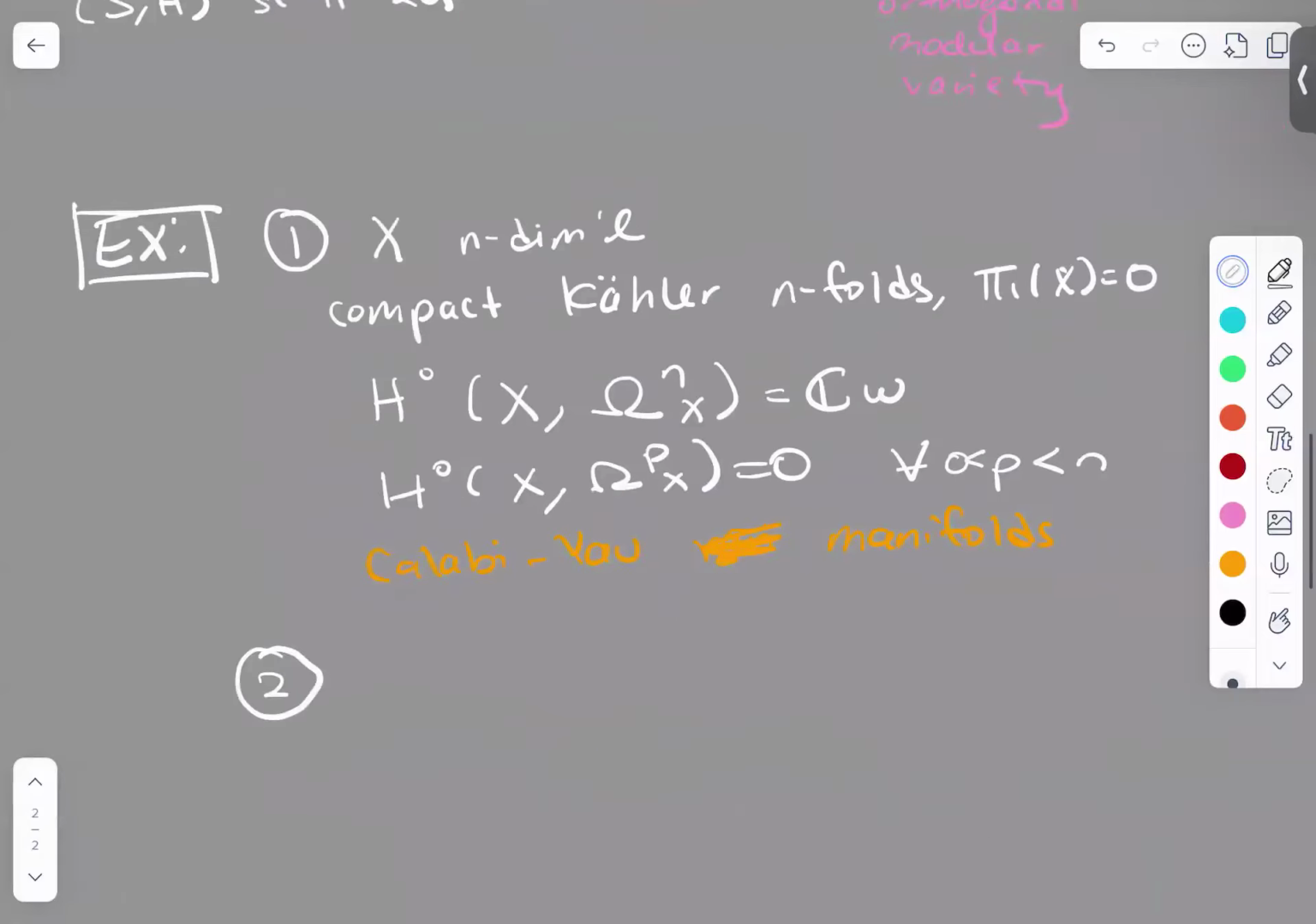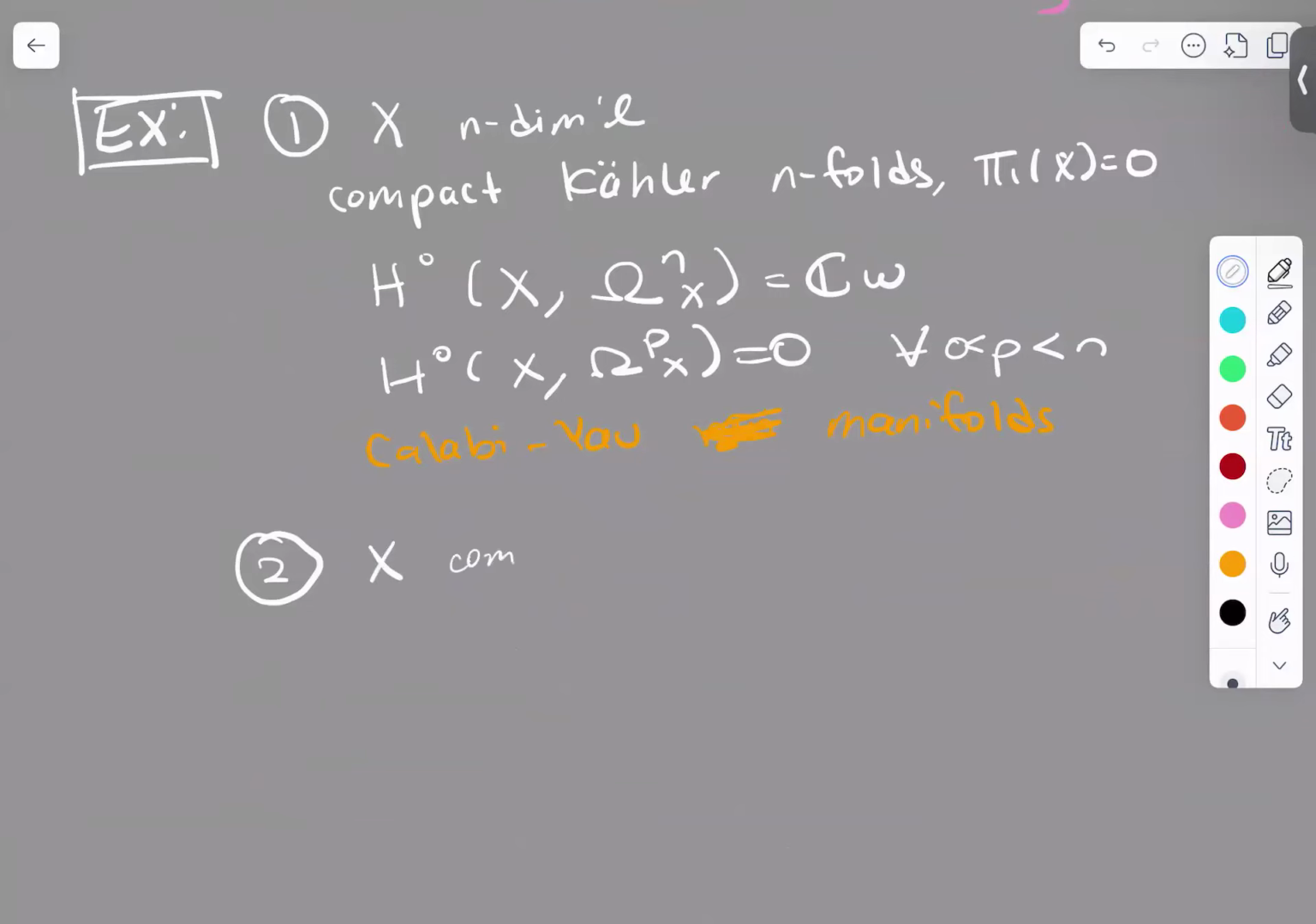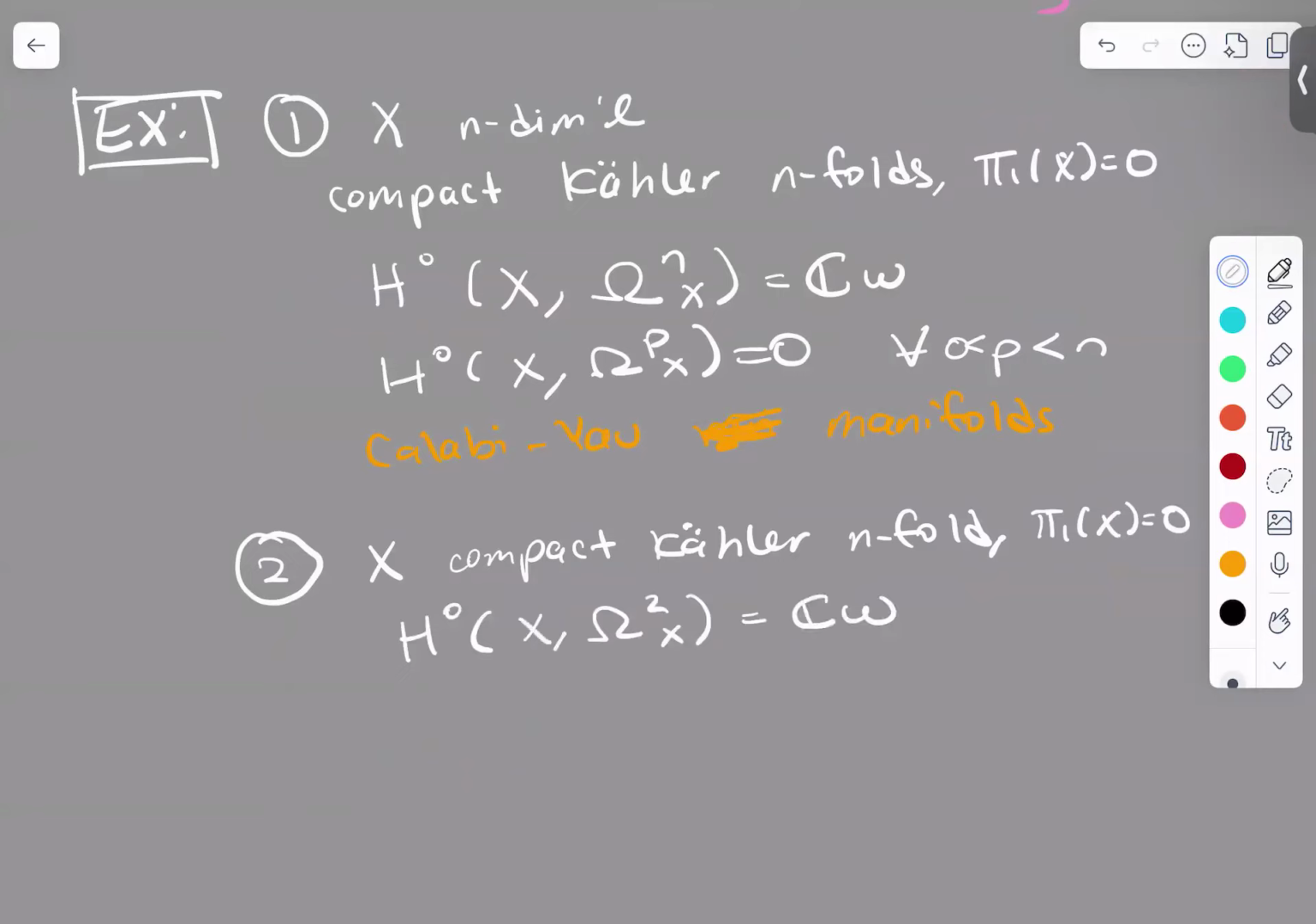So what do I mean? Okay, say X is still a compact Kähler n-fold, which is simply connected. And then just keep the condition that the space of two forms be generated by a single non-degenerate form, right? Even though now my variety has dimension n, just still keep the condition about two forms. This class of variety, if you consider this set of conditions, gives you another class of varieties that people study, and these are called hyperkähler manifolds.